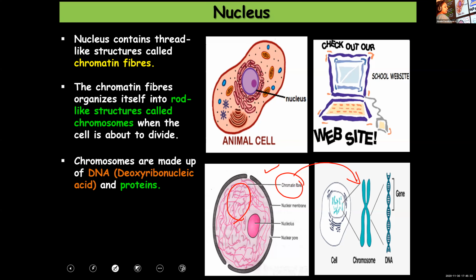So here in the picture, you can see chromosomes as well as chromatin fibers. Chromatin fibers are just like an entangled mass of thread-like structures, whereas they become short, compact, and condensed when they form chromosomes. And chromosomes are made up of DNA and proteins. Here you can see in the picture, chromosomes are made up of DNA and proteins.